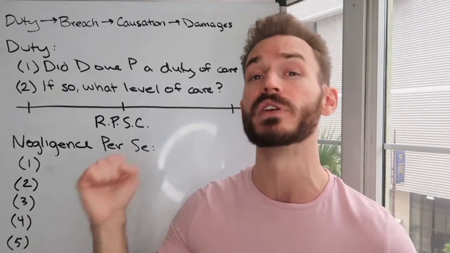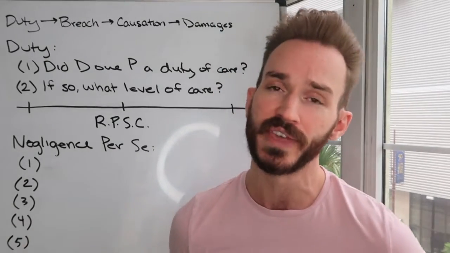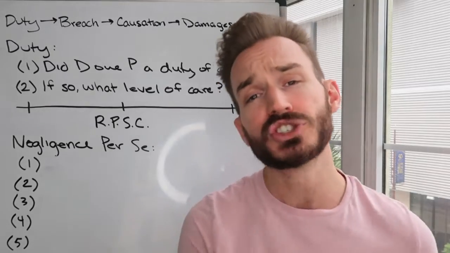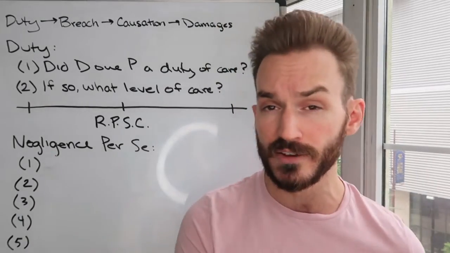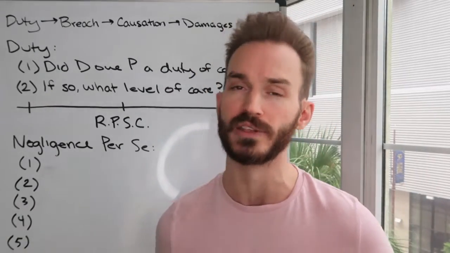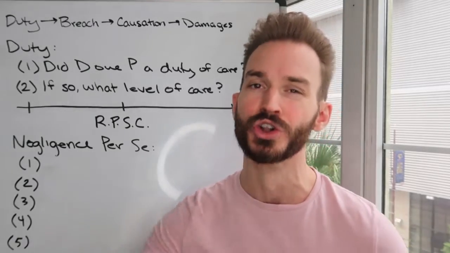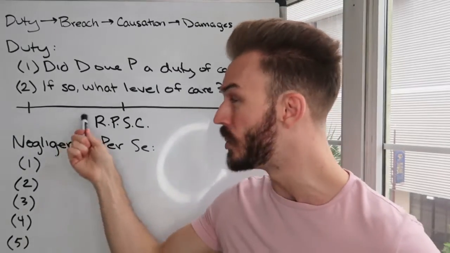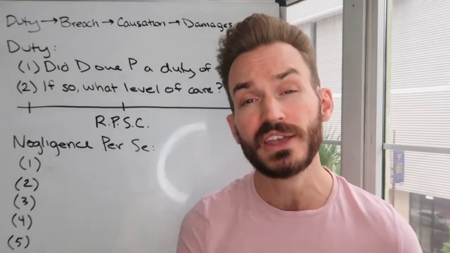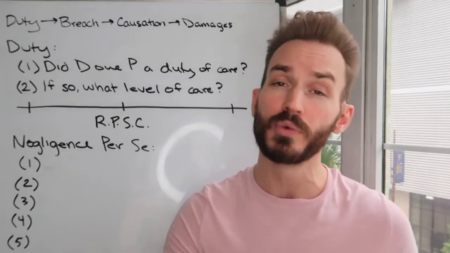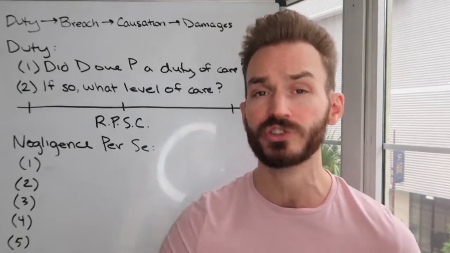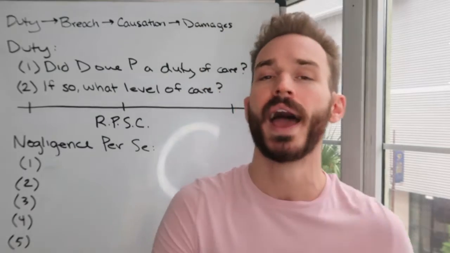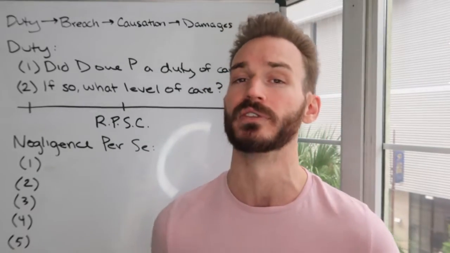Number 1, did the defendant owe the plaintiff a duty of care? And number 2, if so, what level of care did the defendant actually owe the plaintiff? Remember, we called this the standard of care. And we said your default standard of care is the reasonable person standard of care. What would a reasonably prudent person do under like circumstances as measured by an objective test?